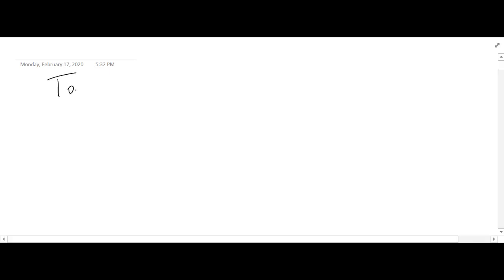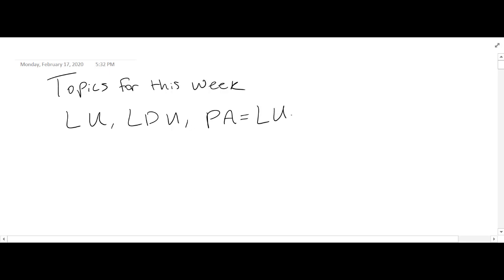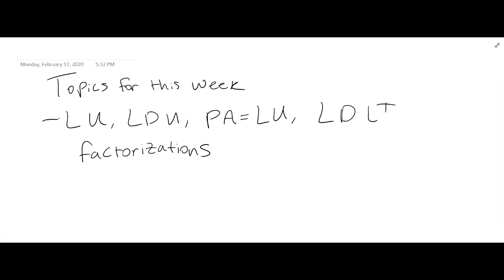Let's talk about LU factorization and LDU factorization. Topics for this week were a bunch of factorizations: LU, LDU, PA equals LU, and LDL transpose factorizations. Those were the topics for this week.